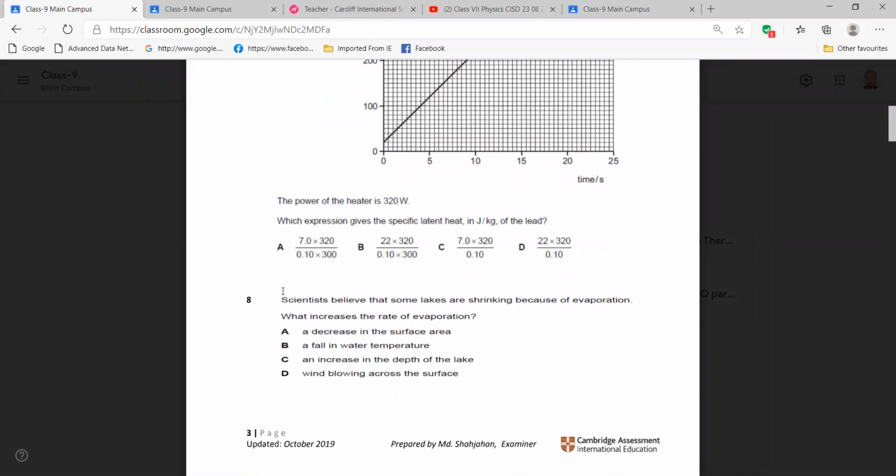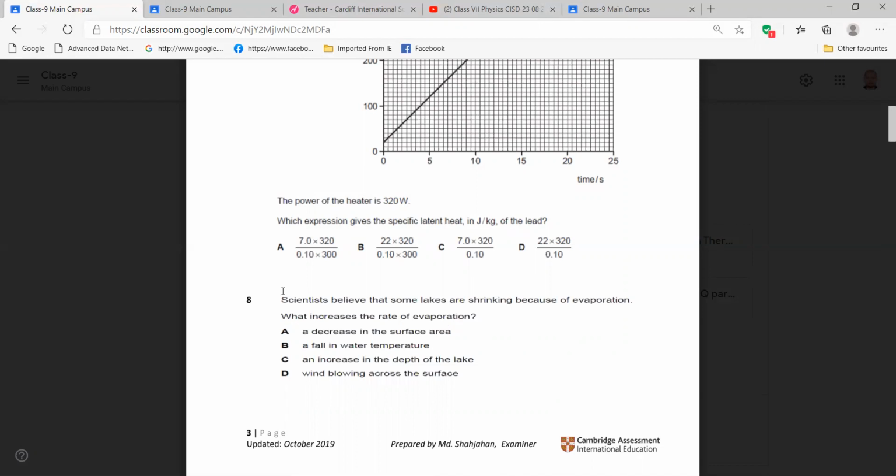Scientists believe that some lakes are shrinking because of evaporation. What increases the rate of evaporation? A, a decrease in the surface area. B, a fall in water temperature. C, an increase in the depth of the lake. D, a wind blowing across the surface.